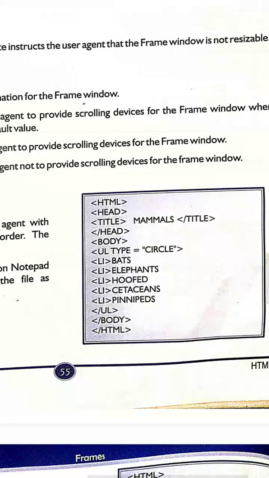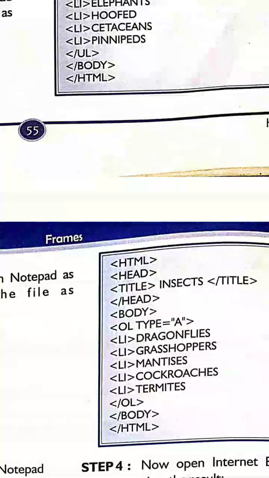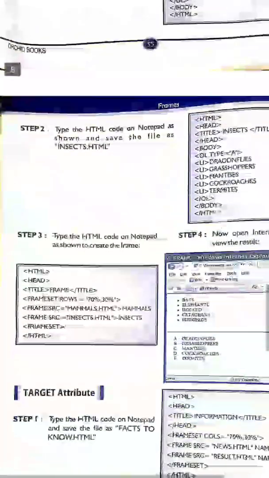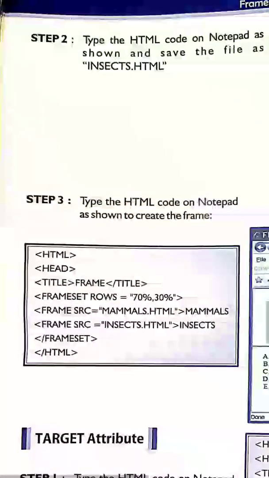They are using an unordered list. UL means unordered list, and circle is the shape. So bats, elephants, every mammal that is present. In step two, they are using insects, which is an ordered list. So dragonfly, grasshoppers, everything. And you can see that they are creating the main page here.